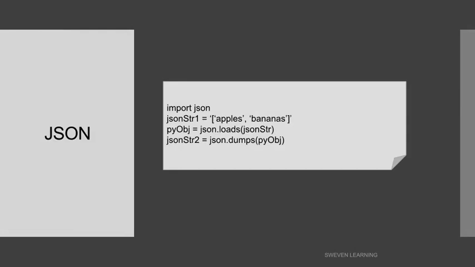JSON is JavaScript Object Notation written in text. JSON is used to store and exchange data. Python has a built-in JSON package that you can import and use. Convert from JSON string to Python object using JSON loads method. Convert from Python object to JSON string using JSON dumps method.